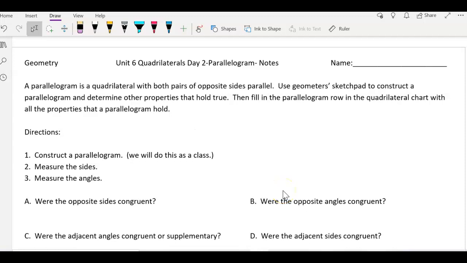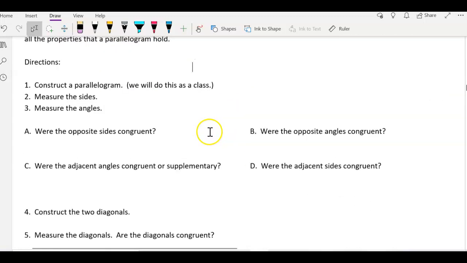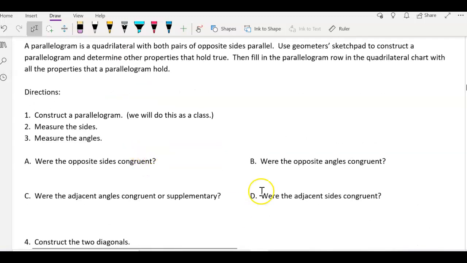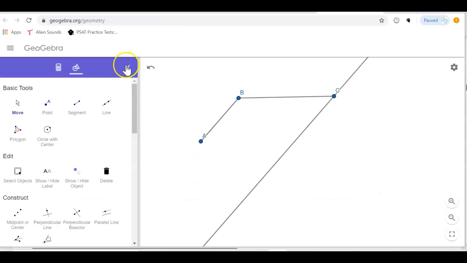So the first quadrilateral we're going to talk about is a parallelogram. And a parallelogram is a quadrilateral with both pairs of opposite sides parallel. So what we're going to do is go to a program called GeoGebra, and we are going to construct a parallelogram, measure a bunch of things in it, and then talk about whether sides are congruent, what angles are congruent, what angles are supplementary, and so on. So let's get to it.